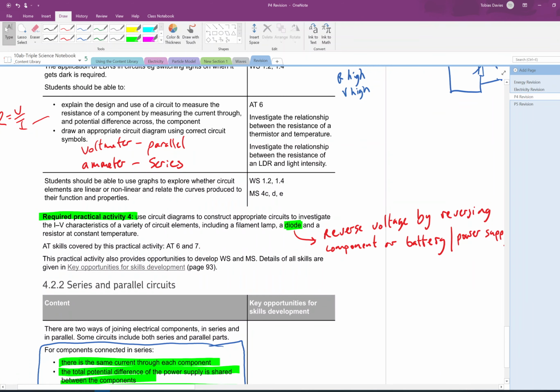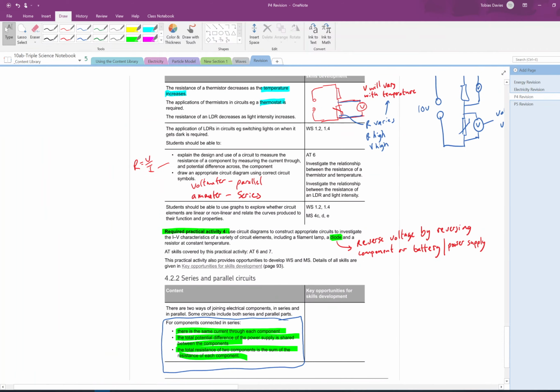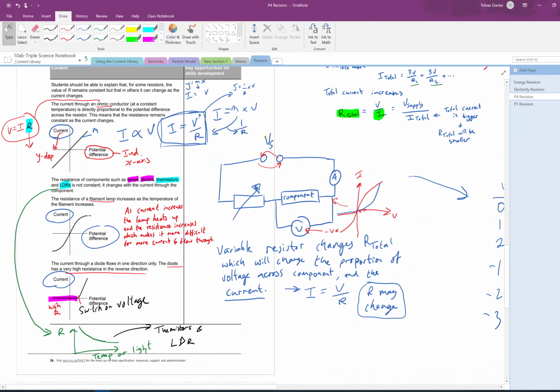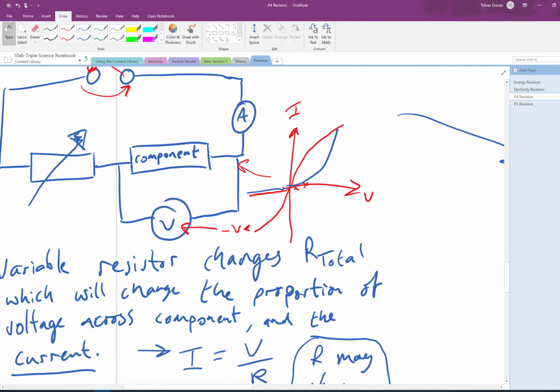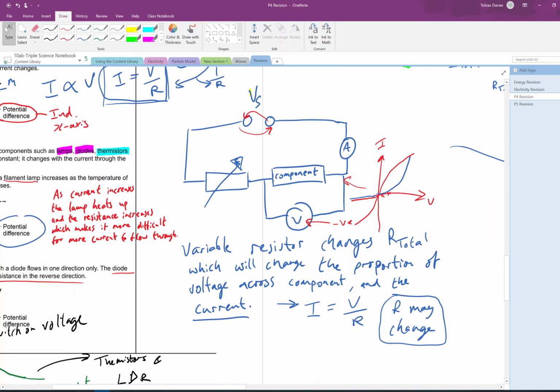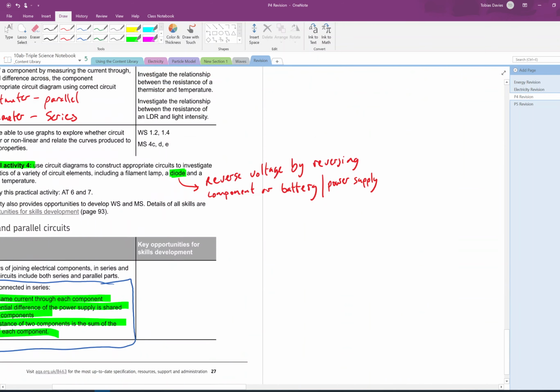Now this required practical for filament lamp and a diode and a resistor at constant temperature is what I explained up here with the crazy complicated drawing. You use a variable resistor to vary the voltage across the component, and then it changes the voltage, changes the current, and then you can measure the resistance by combining those values.